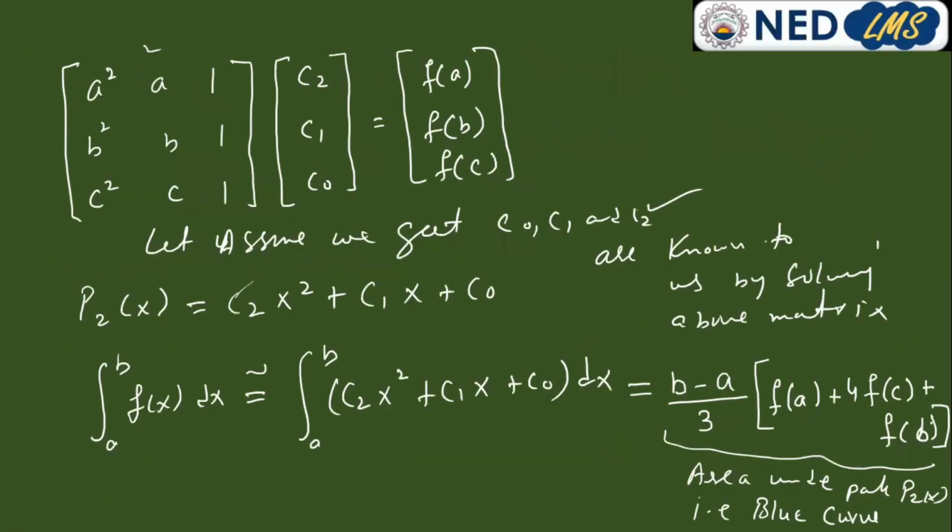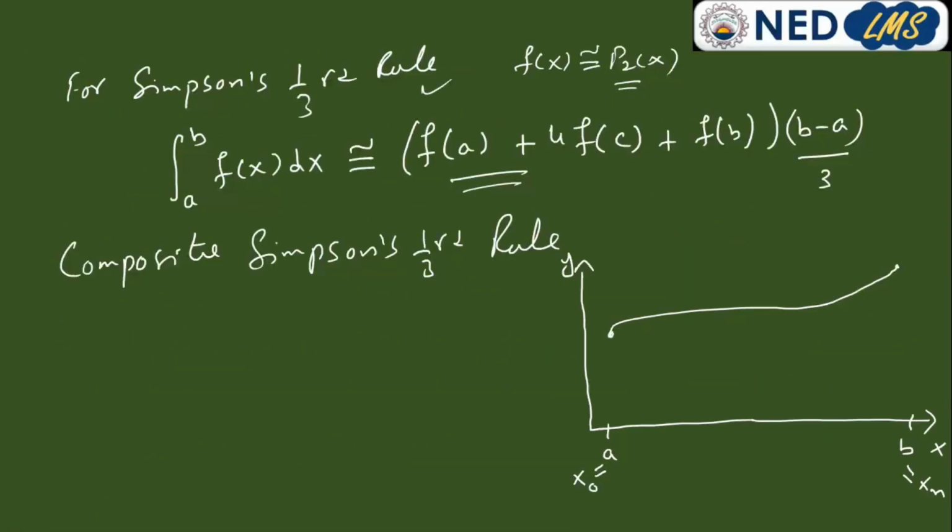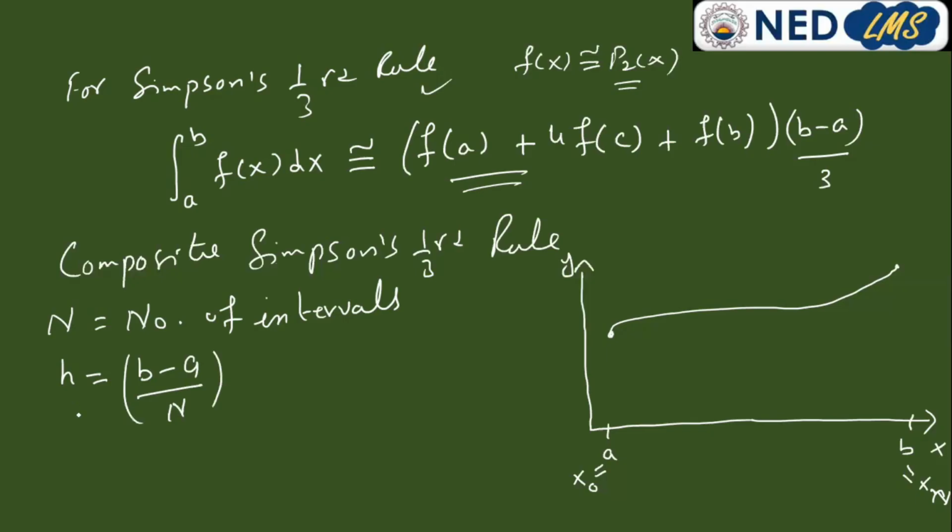So this would be a capital N, where the capital N represents the number of intervals. This is in our hands, how many intervals you want. And h, which is the width of the interval, is equal to the upper limit minus the lower limit divided by the number of intervals. So you can compute the width of the interval.